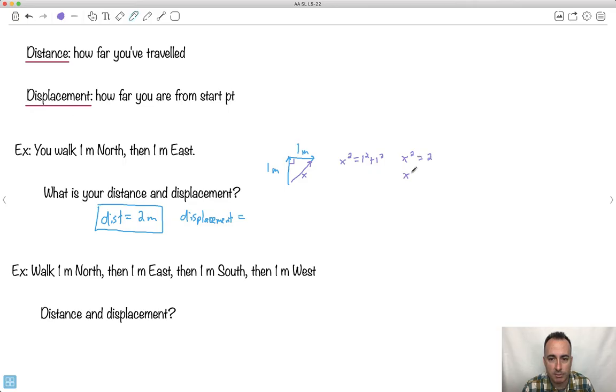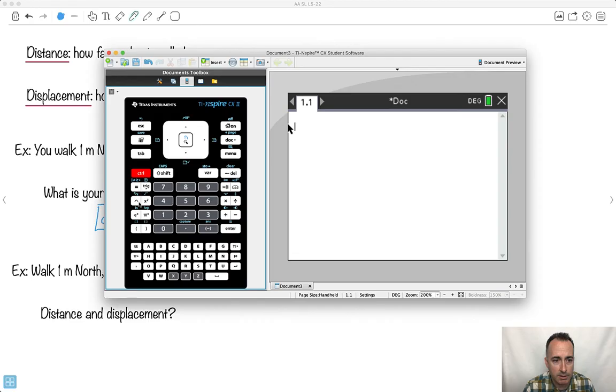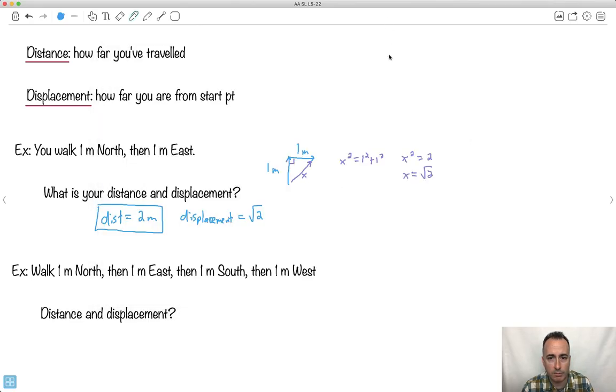Therefore, x is technically plus or minus the square root of 2, but we're going to assume distances have to be positive. So it's actually going to be square root of 2. If we do this on our calculator, what is the square root of 2? Well, it's like 1.41 meters. So approximately 1.41 meters. Notice, though, displacement was not the same as distance in this case.